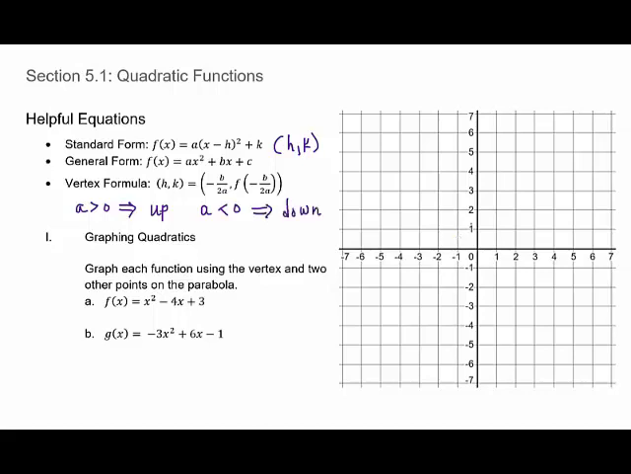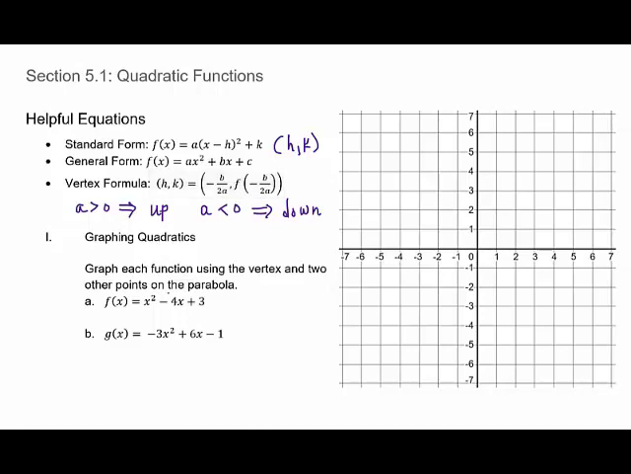And one other thing that you probably need is the vertex formula. If the equation is in general form and you want to find the vertex quickly, h is equal to negative b over 2a, and then the y value, or k, is equal to the function value when x is negative b over 2a, or in other words, f of negative b over 2a.